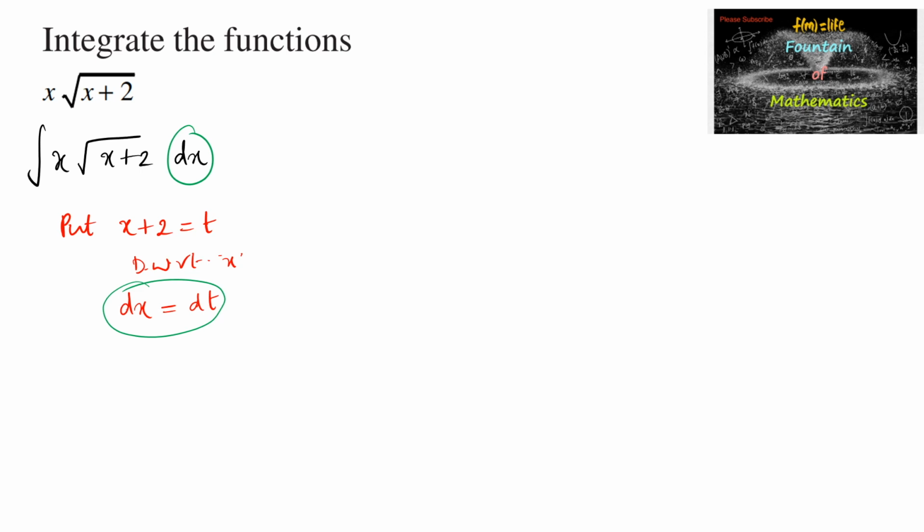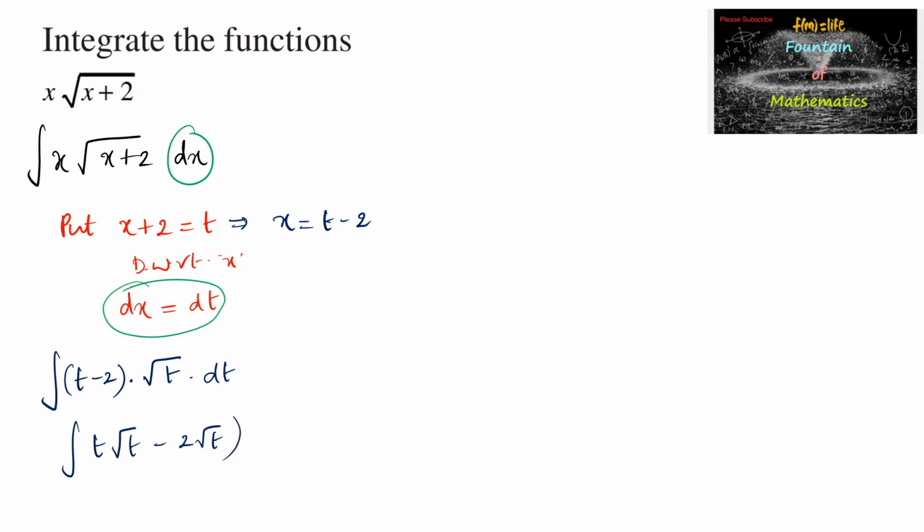And here you can write x is equal to t minus 2. So wherever x is there, you can write t minus 2. So integral t minus 2 into root of x plus 2, which is root t, dt. This can be simplified as t root t minus 2 root t dt. Or this can also be simplified as t to the power of 3 by 2 minus 2 into t to the power of 1 by 2 dt.